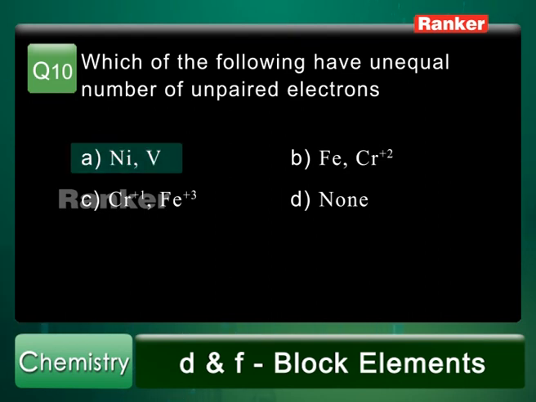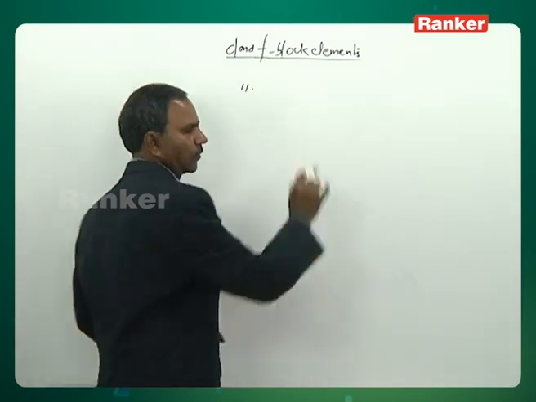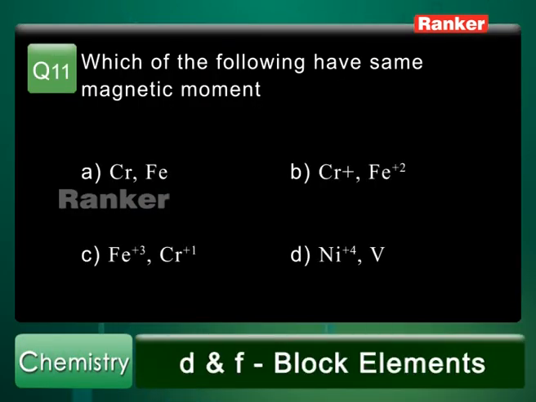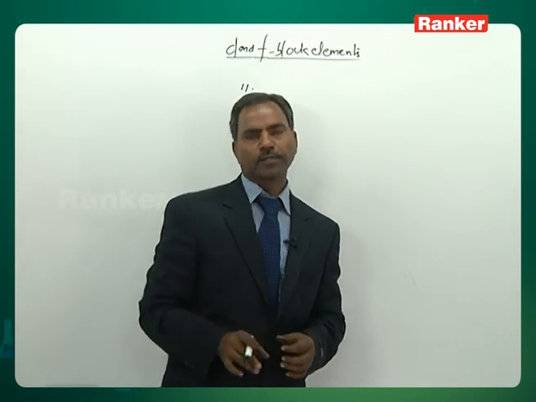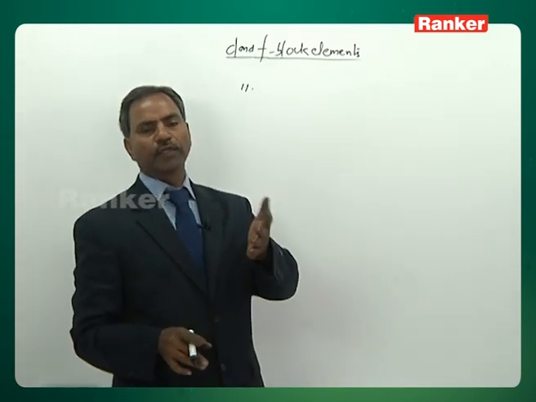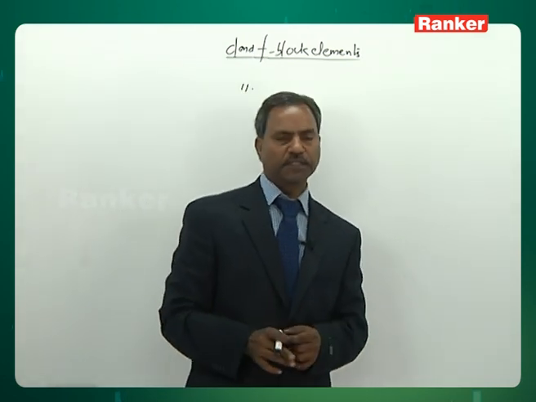Next, let us see the 11th question. Which of the following have the same magnetic moment? How do you say which have the same magnetic moment? First you have to check the number of unpaired electrons. Based on the number of unpaired electrons only, we can say which are equal or not the same.